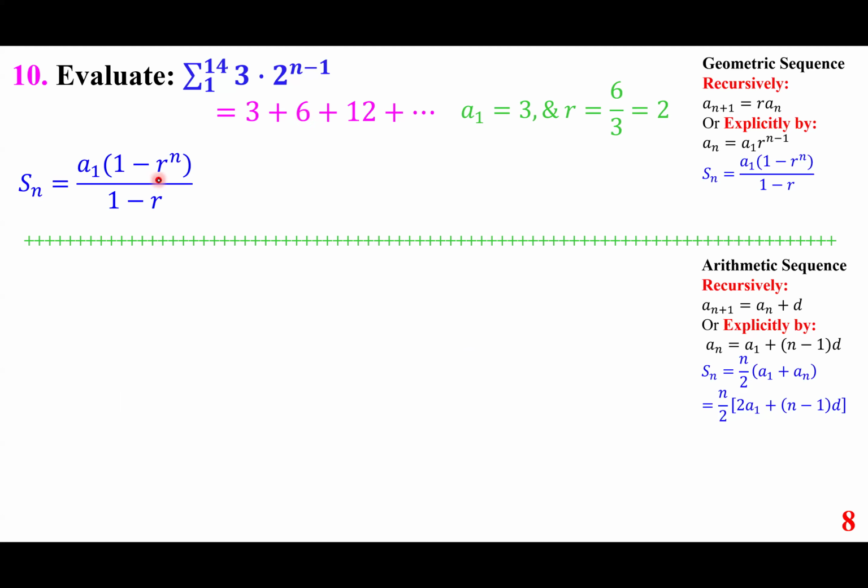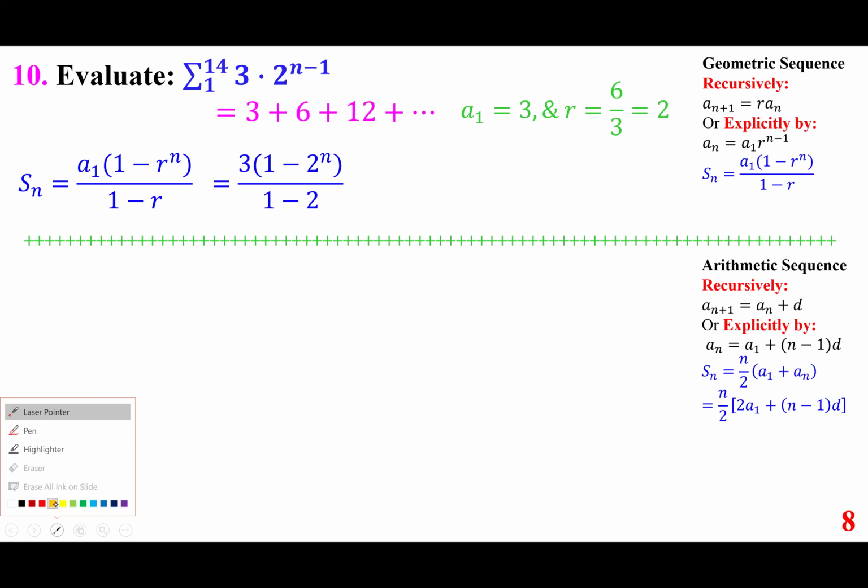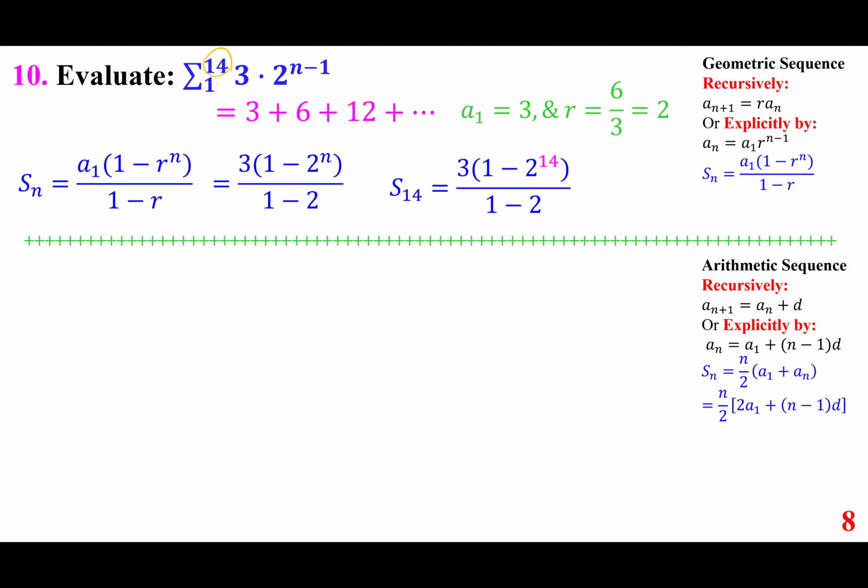We're going to put it into this formula, replacing the a sub 1 with 3 and r with 2. Now, what is n? 14. So we want S sub 14.